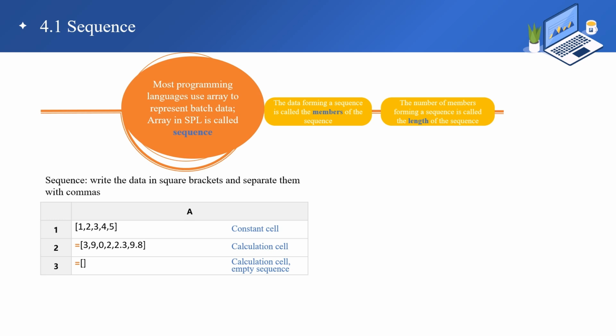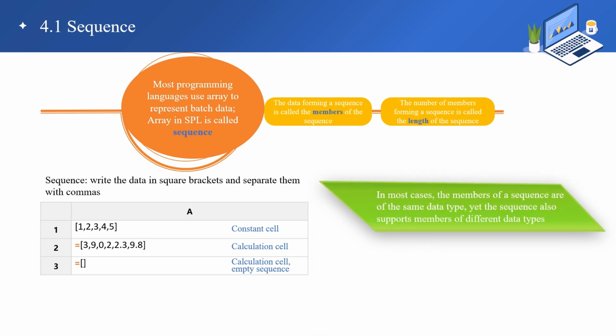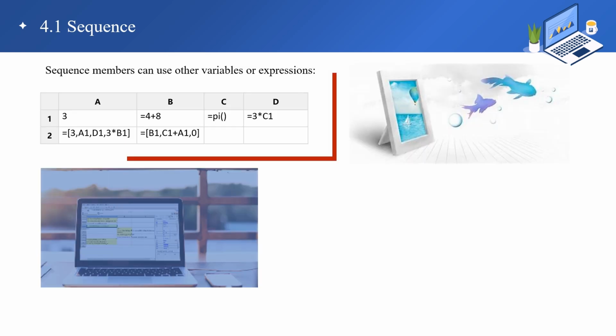In many programming languages, the members of an array must be of the same data type. However, there is no such requirement in SPL. Members of a sequence can have different data types, but in most cases, the sequence is composed of members of the same data type. Sequence members can use other variables or expressions. A2 and B2 can also define a sequence, but the sequence that needs to be calculated must be defined by the calculation cell, and it needs to be executed before it has a value.